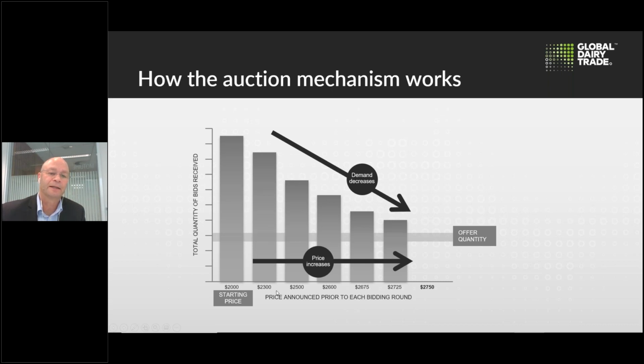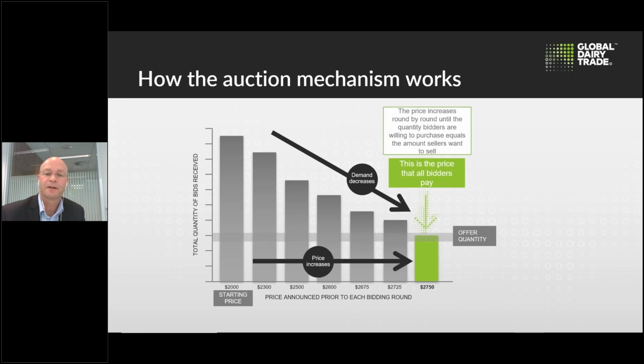Typically, the price increments get smaller and smaller. The first increase was $300, next round was $200, $100 increase, $75, $25, etc. What the trading manager is trying to do is land the demand within the offer quantity. And so you'll get a final increase in price when the demand equals supply. That then becomes the winning price, and this is the price that all bidders pay.